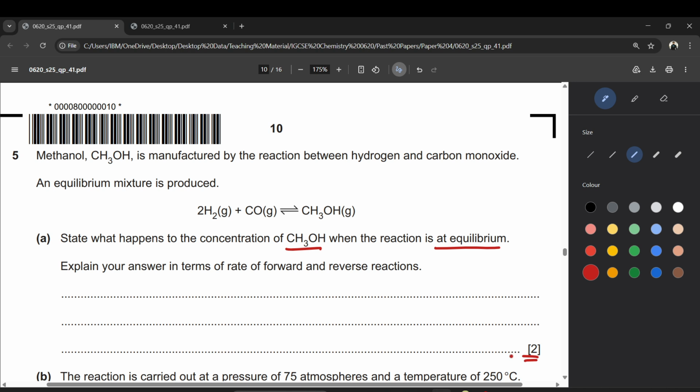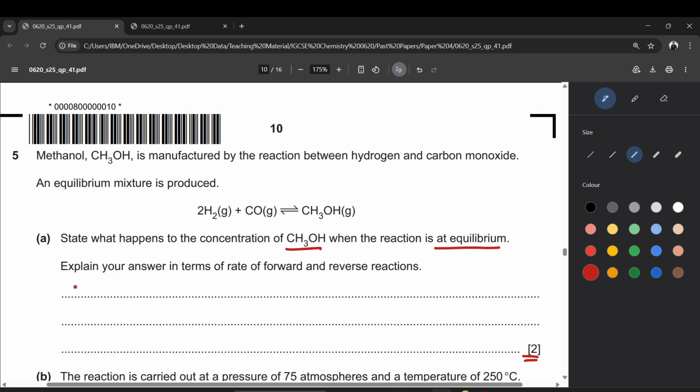So we say now, at equilibrium, there are two things that take place. The first is the rate of forward reaction is equal to the rate of reverse reaction. Okay. And secondly, the concentration of reactants and products are no longer changing. Okay. So that is the general definition. But we have to see what exactly it is asking. It says state what happens to the concentration of methanol. Okay. So only we're going to explain this.